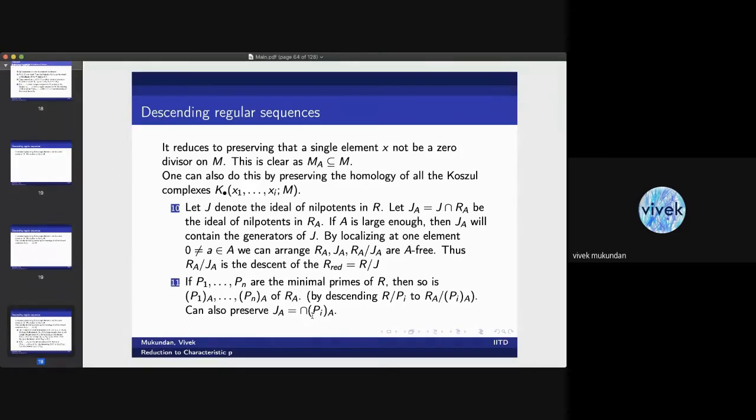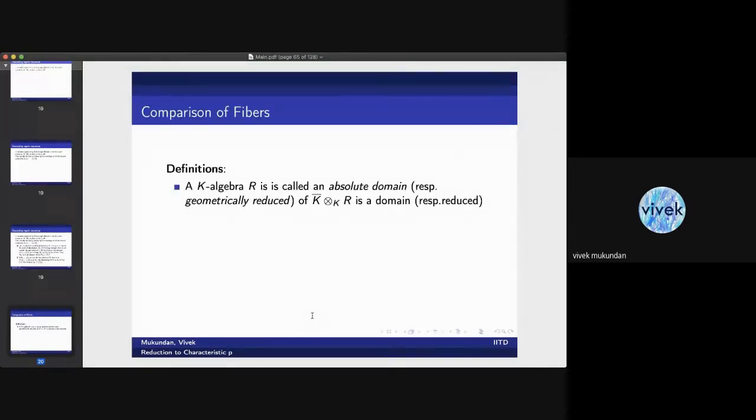Okay, now comes the second step. The second step is going to the fiber level. So first, a couple of definitions. R is said to be an absolute domain, or geometrically integral, if the tensor of R with the algebraic closure of K is a domain already. And P is called an absolute prime of R if R mod P is an absolute domain.